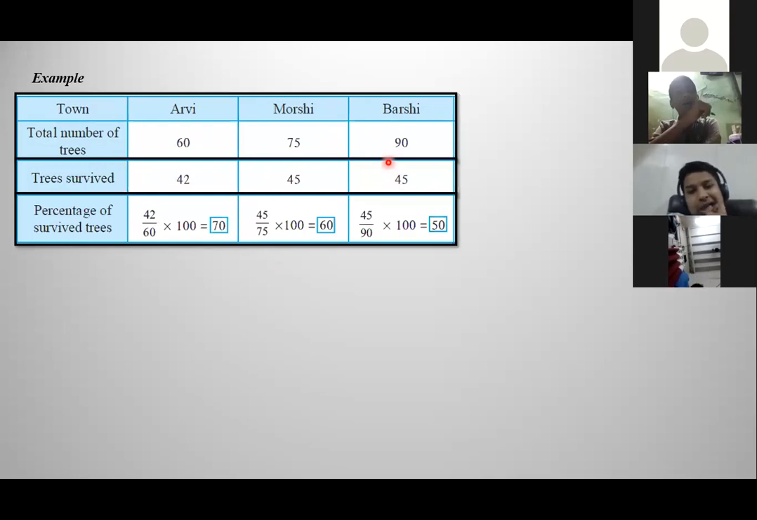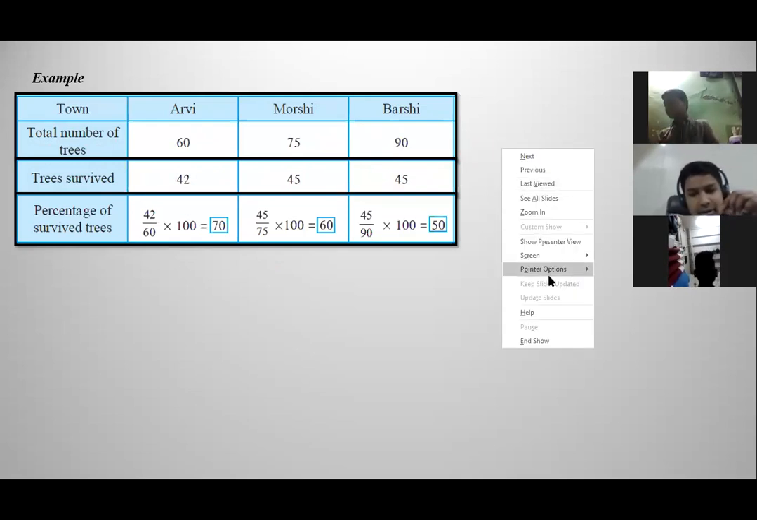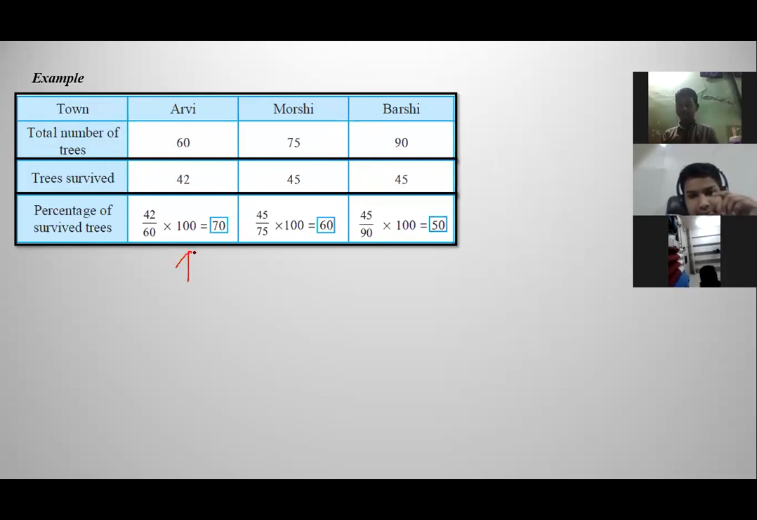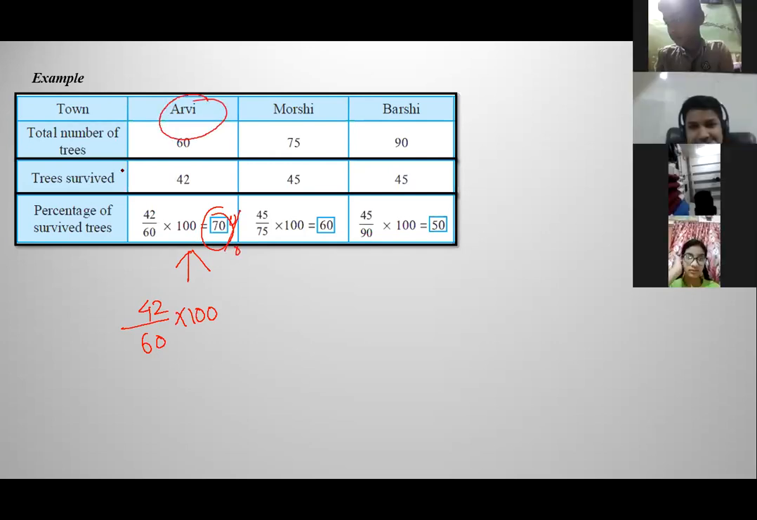Now we need to find the percentage of trees survived. So how will we do that? So if you see the percentage of trees survived in the first town, Arvi, 42 survived out of 60. So you divide 42 by 60 and multiply it with 100. So it is 70. So 70% of trees survived in the first town.